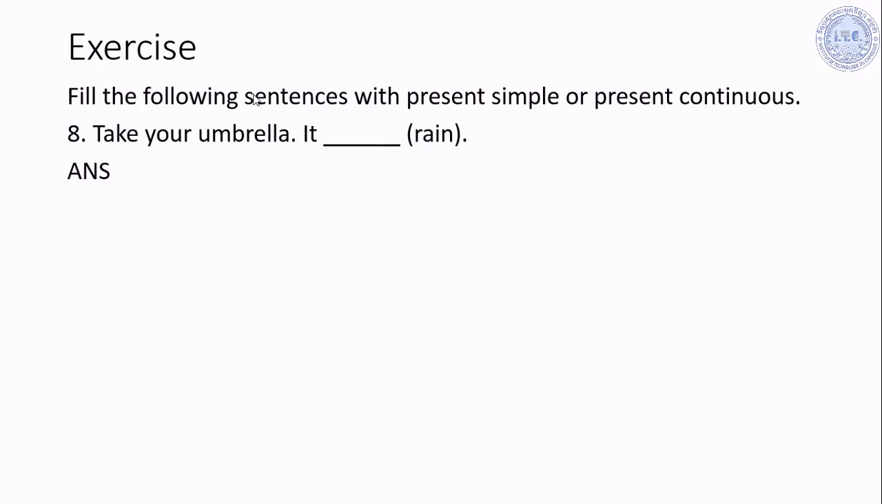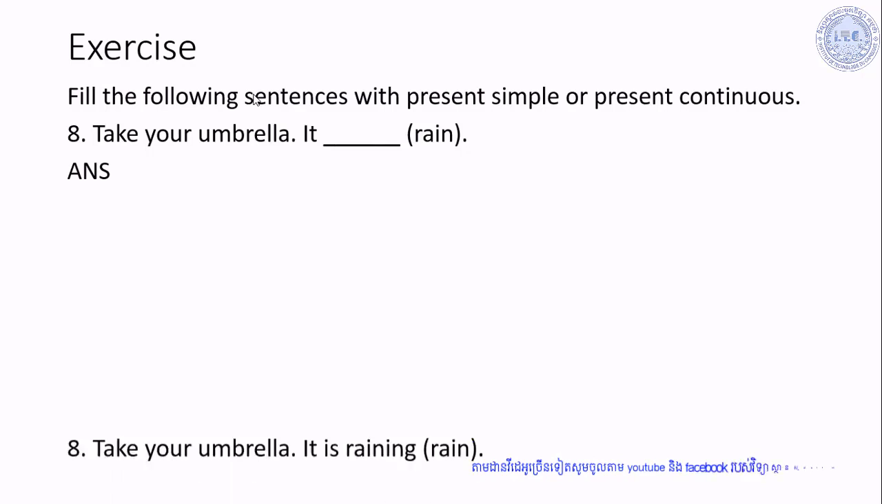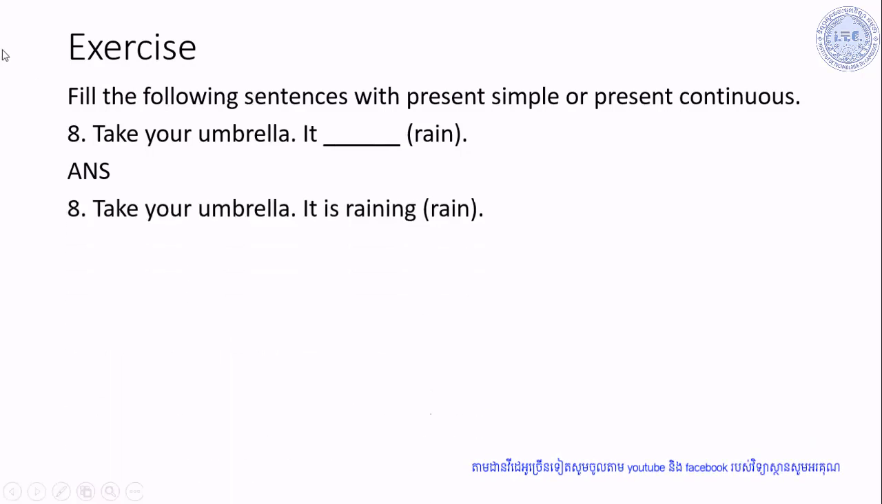Number 8, take your umbrella, it rained. Let's imagine the action. When someone says take your umbrella, it's rain. So they're talking about something that is happening right now. Outside it is raining, that's why he says take your umbrella. So the answer is: take your umbrella, it is raining.